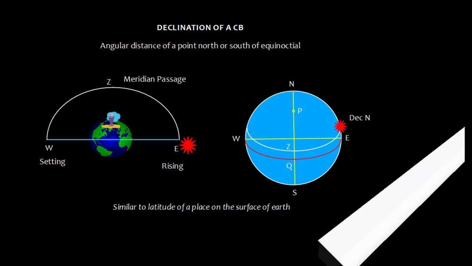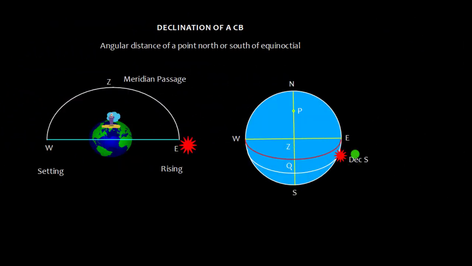Then you should know, if the declination of the sun is south, obviously this is your equinoctial, and any angular distance south of this is south declination. Now the sun is going to move, and the daily motion will be like this, and like this. Alright.